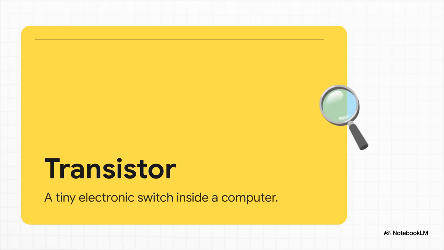And when I say tiny, I mean genuinely microscopic. To put that into perspective, the smartphone sitting in your pocket right now contains billions of these tiny electronic switches packed onto a single tiny chip, all working together to process signals.